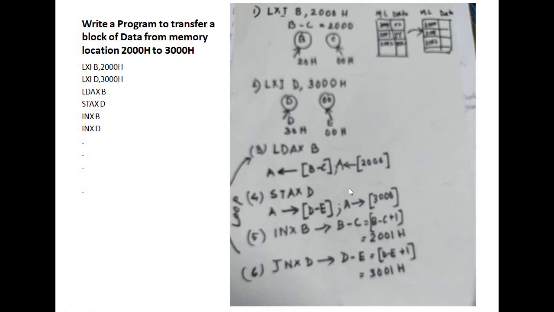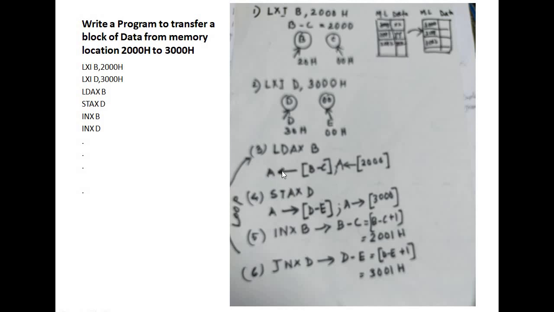Whatever data was stored in the memory location indicated by the BC pair. What memory location is indicated by the BC pair? What does the BC pair contain now? 2000. So what data does 2000H contain? XX, right? So this XX data, that is in the memory location pointed to by the BC pair, will get loaded into the accumulator, right?